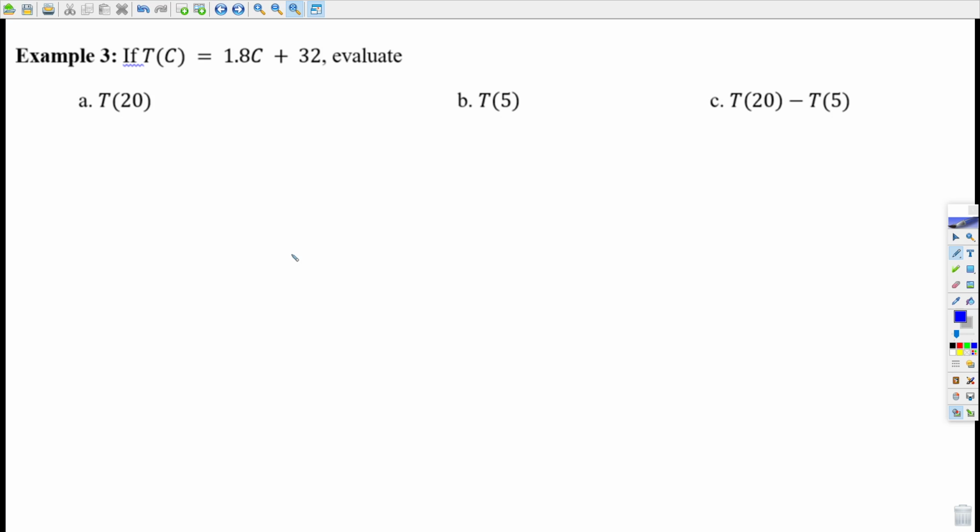So we're going to practice a little bit by substituting in different numbers. Example 3, it says if T of C equals 1.8C plus 32, let's evaluate at different numbers, as you can see with A, B, and C. So A, they want you to evaluate it at 20. So that means you plug 20 in here, and you also plug 20 in over here. So we start off the left-hand side of the equation and say T of 20 equals 1.8 times 20 plus 32.